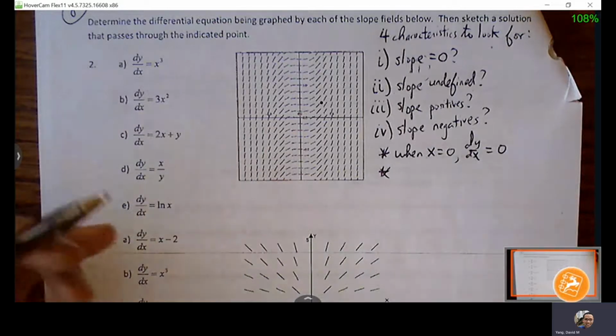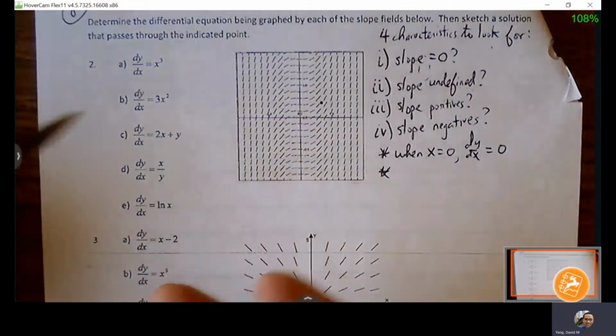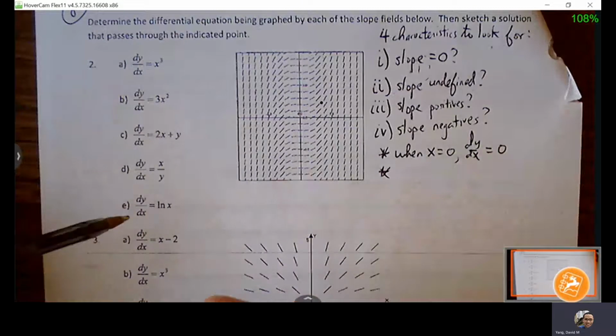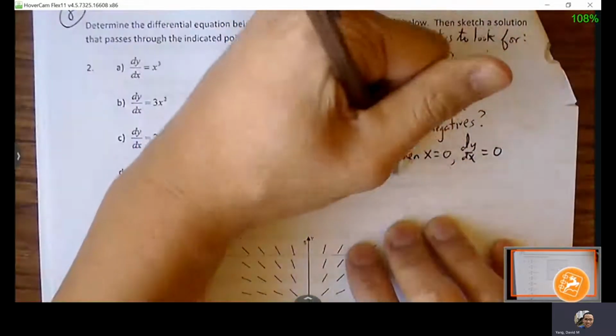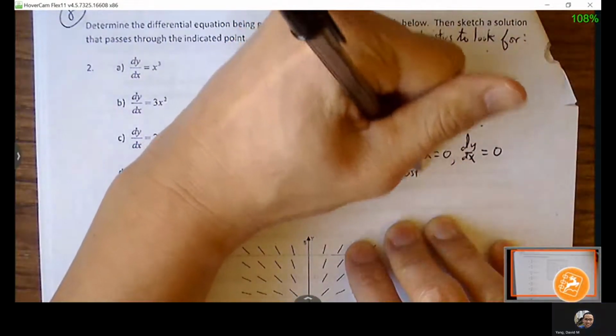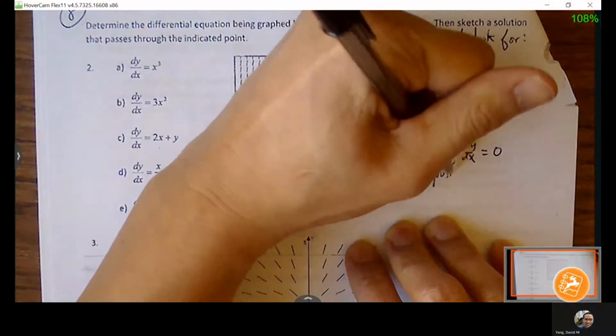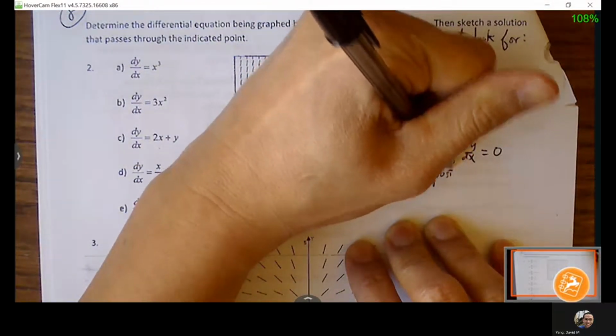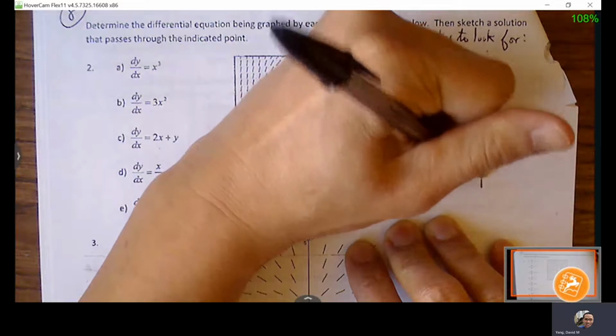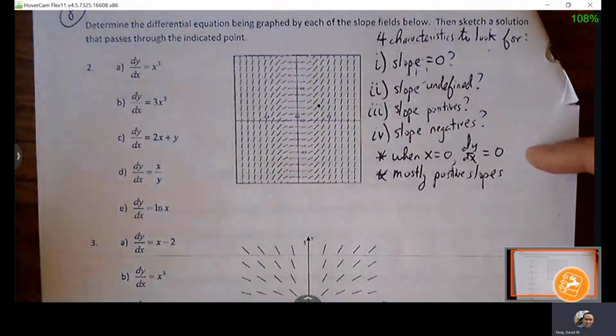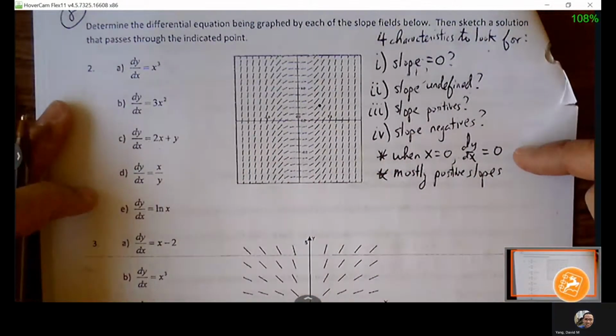So that's a nice characteristic to say out loud, because that means if anything gives us negative slope, we can eliminate it as well. So I'm going to say mostly positive slopes, except where we've already indicated where the slope is zero.